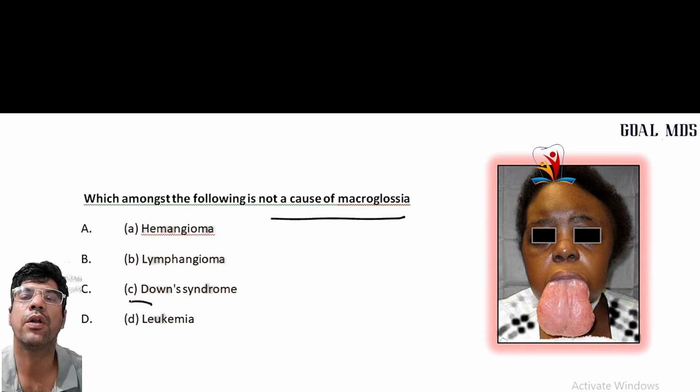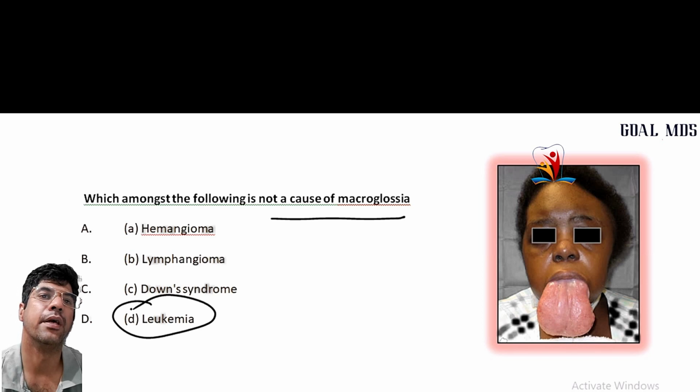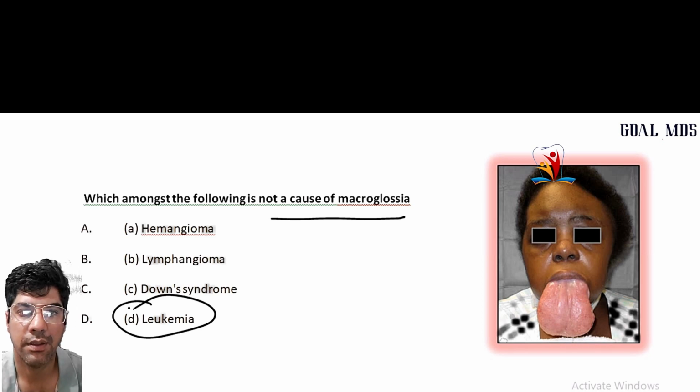Which of the following is not a cause of macroglossia? It's leukemia. So remember that leukemia is not a cause of macroglossia. Macroglossia is the enlargement of the tongue.